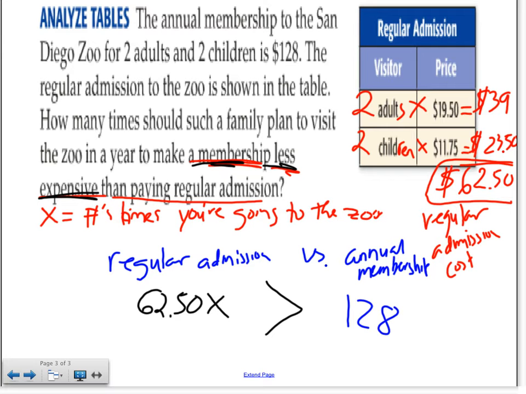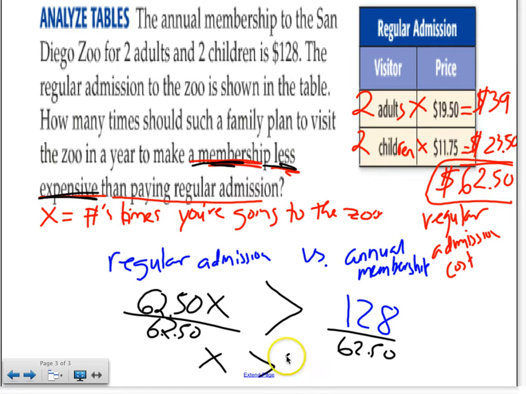So now how do we solve this? How do we solve for X? Divided by. Very good. 62.50. I know you kind of guessed already, but if you solve for this, it will give you about what? 62.50 goes into 128 how many times? 2 times. So it's roughly about 2.05, if I round it.